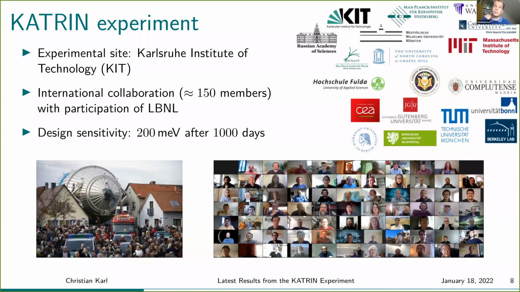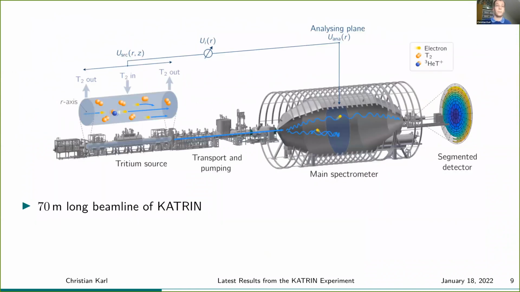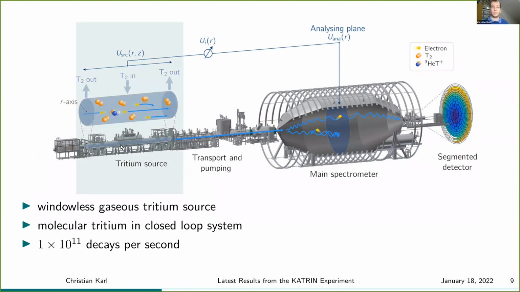Now let's go into a bit more detail of how this actually is going to work. The beamline of KATRIN, the full thing, is about 70 meters long, and I will now step you through the whole process from emitting of electrons to how we want to detect their energy. So first we have to emit electrons at all, and we do this with a so-called windowless gaseous tritium source, where molecular tritium is in a closed loop system, so none of this is lost and can decay in here. And we achieve about 10^11 decays per second. So this is really our highly luminous source.